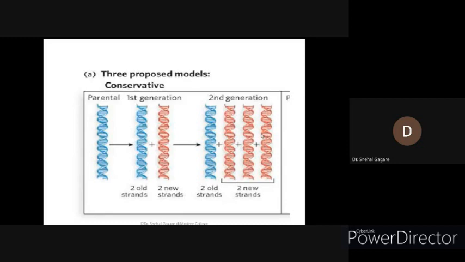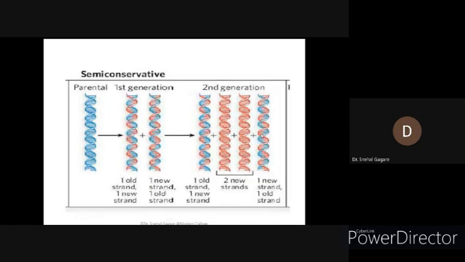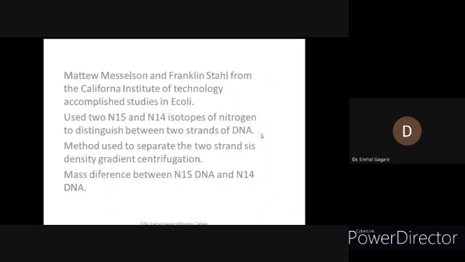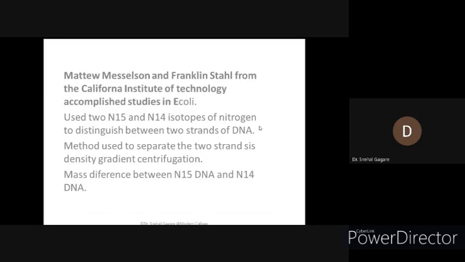To prove which mode of replication is followed in organisms, we need to provide experimental evidence for the same. So experimental evidence was given by Matthew Meselson and Franklin Stahl. This experiment is popularly known as the Meselson and Stahl experiment, and they were working on E. coli. E. coli is a bacteria.